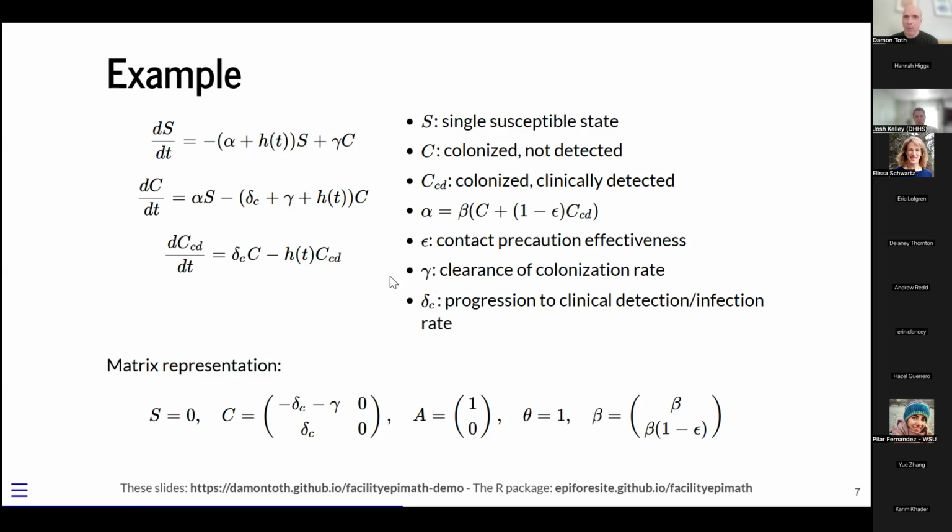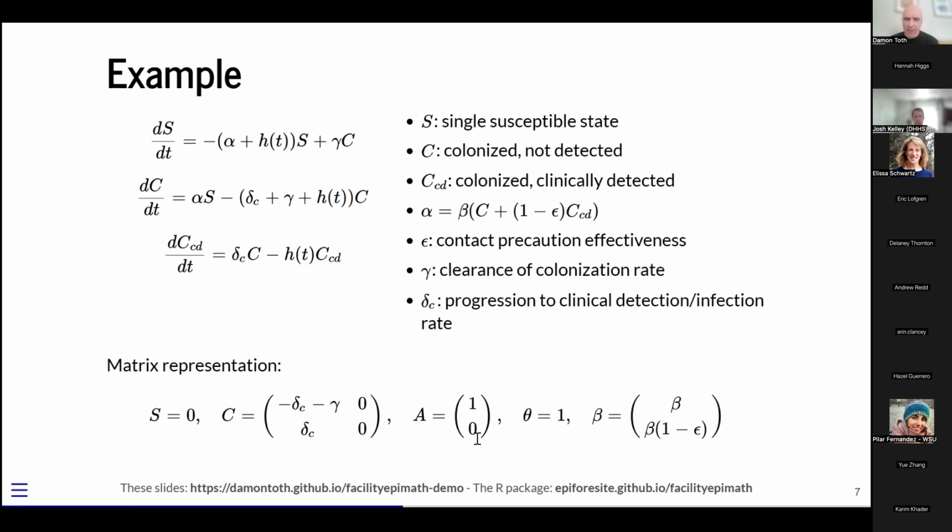We also have gamma, which is the clearance of colonization rate. So going from C back to S. And then this delta C is the progression rate to clinical detection, so transitioning from C to the clinically detected colonized state. So we can represent this system of three differential equations completely for purposes of R naught calculation using these components. These are going to be the input components to the function in the R package. So the S matrix, there's only one S state, so it's a 1 by 1 matrix, or just the one number 0. C is this 2 by 2 matrix.